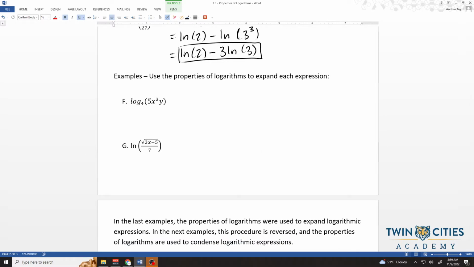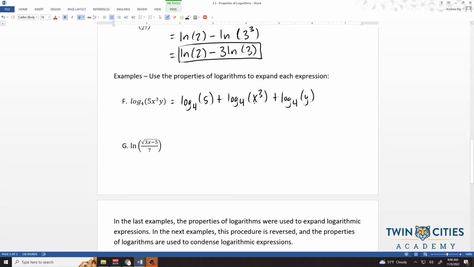Okay, and I can expand these ones too. Log base 4 of 5 times x to the third times y. Okay, I've got these 3 things multiplied together inside of what I'm taking the logarithm of. So I can break this up and I can say all of these are going to be base 4. So log base 4 of 5 plus, because I'm multiplying, log base 4 of x to the third power plus log base 4 of y.